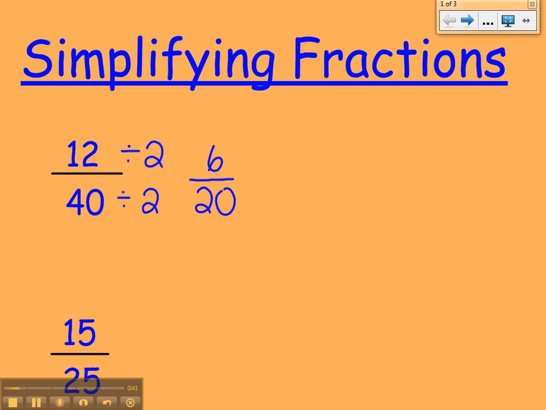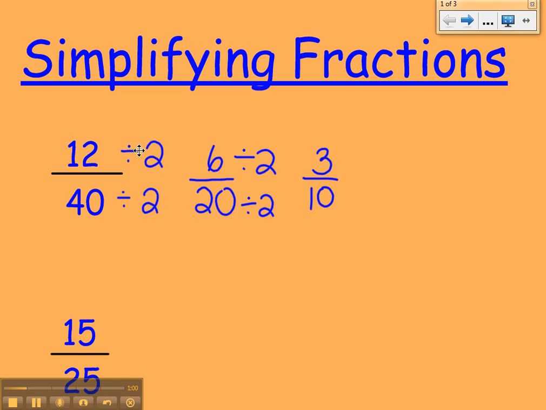Now I need to look at my numbers again. Is there anything that both 6 and 20 share in common? They're even, so I think that 2 again can go into both top and bottom. So now I'm going to do my division. I'm going to get 3 over 10. 3 and 10 don't share any common factors besides 1, so this is how I know I'm done with my problem.